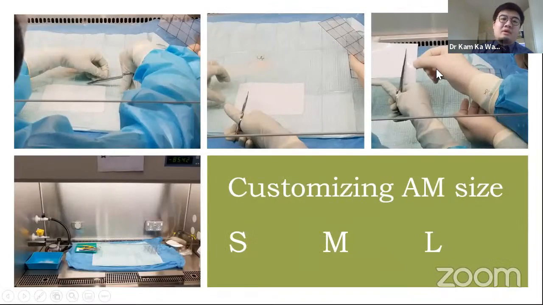So after cleaning the amniotic membrane, we cut them like this into different sizes. The small one is designed to cover just the cornea, whereas the large one will cover the upper lid, the upper fornix, the lower lid, and the lower fornix.